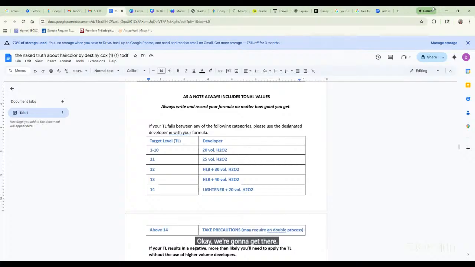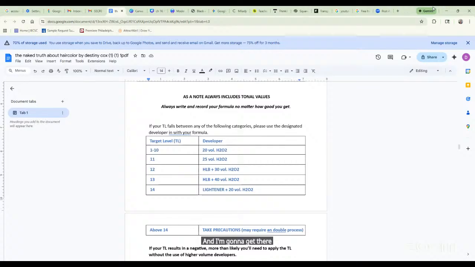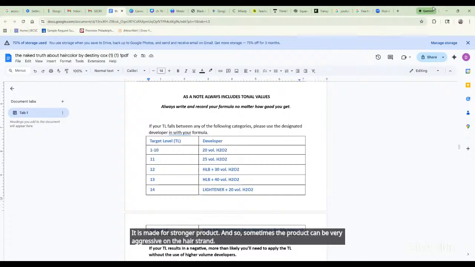But if I do choose to go a higher volume, many people think, oh, I'm going to go a higher volume and I'm going to get there quicker. You may get there quicker, but will you have any hair when you get there? Will all the hair be broke off or damaged by the time you get there? Okay. Because with stronger developers, it is made for stronger product. And so sometimes the product can be very aggressive on the hair strand as you're getting to where you want to go.